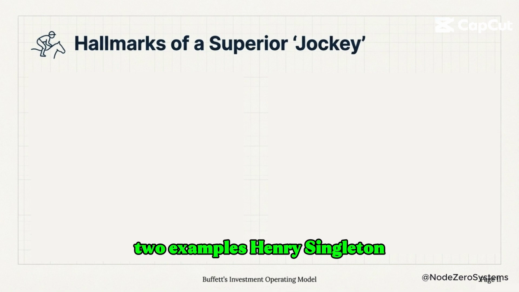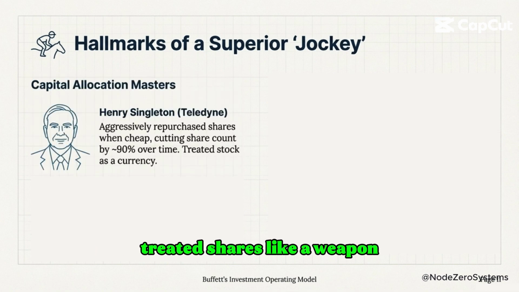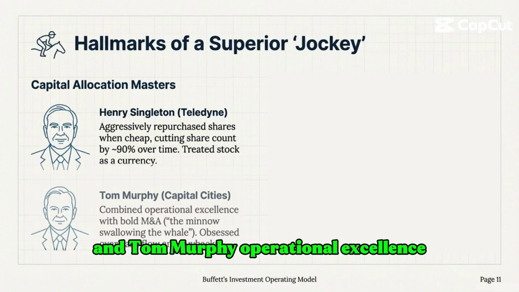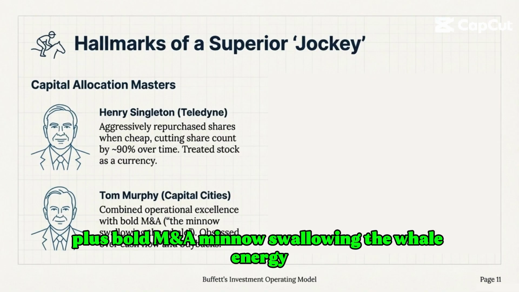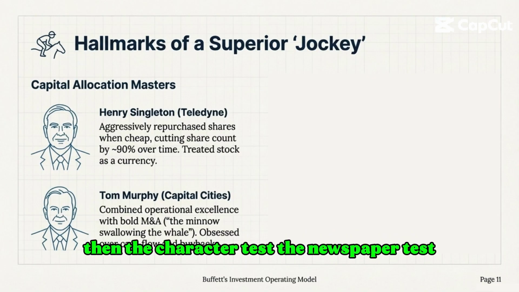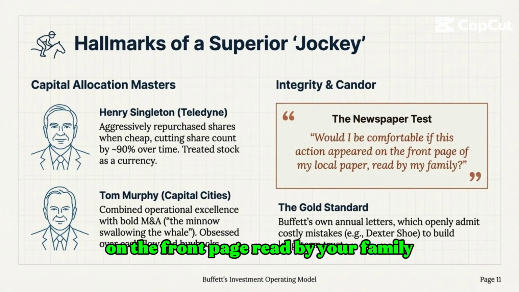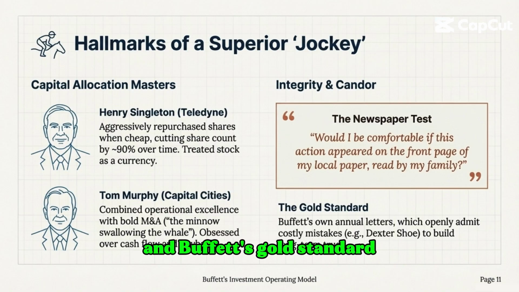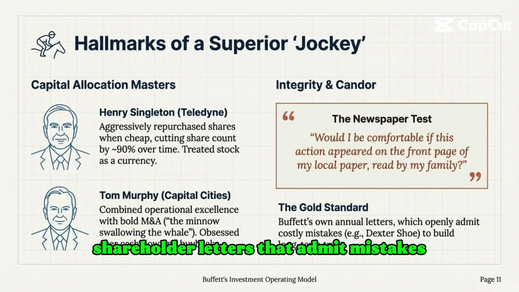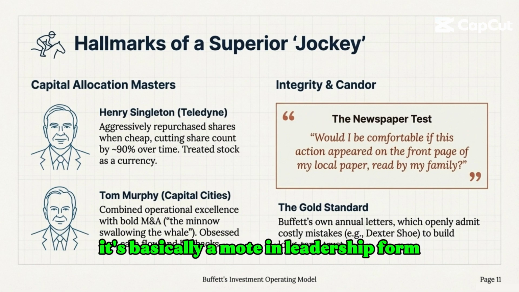2 examples. Henry Singleton. Ruthless, rational buybacks when cheap. Treated shares like a weapon. And Tom Murphy. Operational excellence plus bold M&A. Minnow swallowing the whale energy. Then the character test. The newspaper test. Would you be comfortable seeing this decision on the front page read by your family? And Buffett's gold standard. Shareholder letters that admit mistakes. Candor is a competitive advantage because it's so rare, it's basically a moat in leadership form.